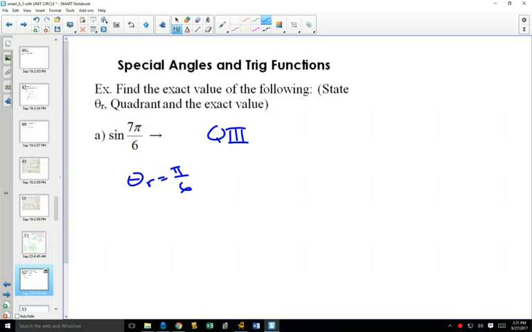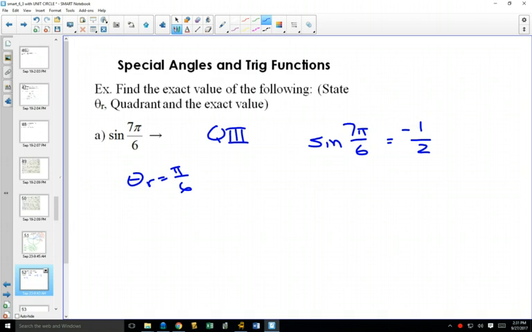And once you know that it's in quadrant 3 and you know that the reference angle is pi over 6, you can think, well, I know that sine of pi over 6 is 1/2, so sine of 7 pi over 6 will also be 1/2, but because it's in quadrant 3, it'll be negative. And so I'm going to get negative 1/2.